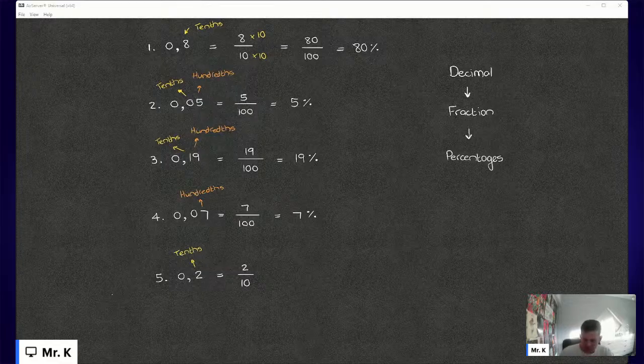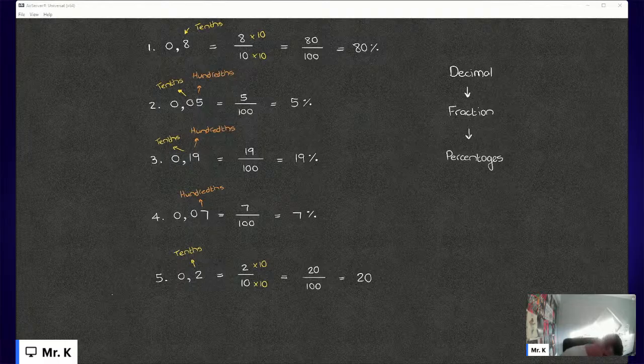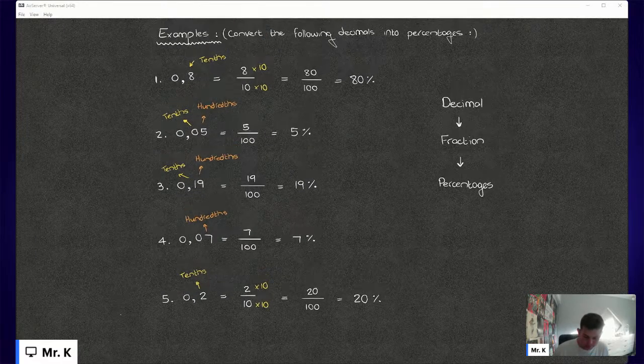Now, this is not a fraction out of 100, so I'm going to change it by getting the denominator to be 100. I'm going to do that by asking myself, how many times does 10 fit into 100? It does so 10 times. So I'm going to multiply by 10 in the numerator and in the denominator. In the numerator, 2 times 10 gives me 20, and 10 times 10 in the denominator gives me 100. So for example, number 5, grade 7s, we get an answer of 20%.